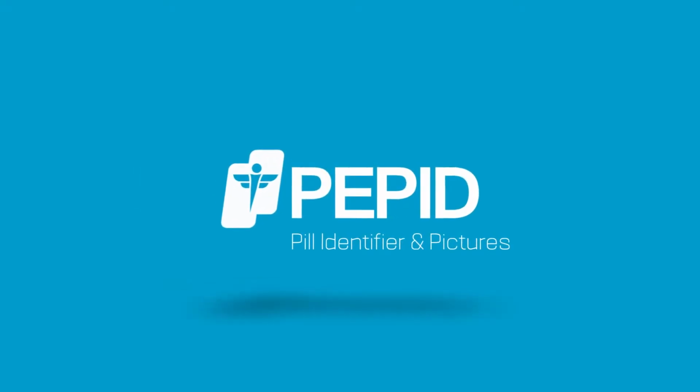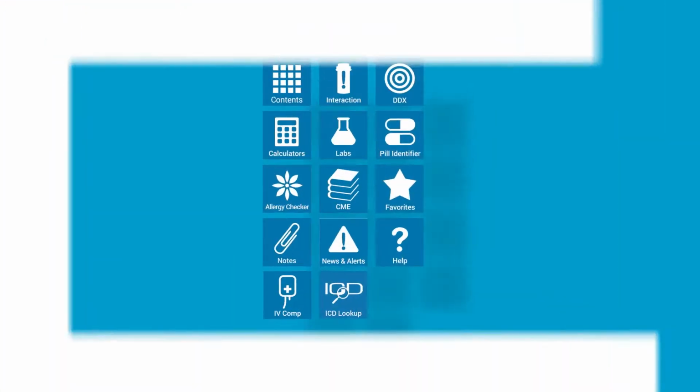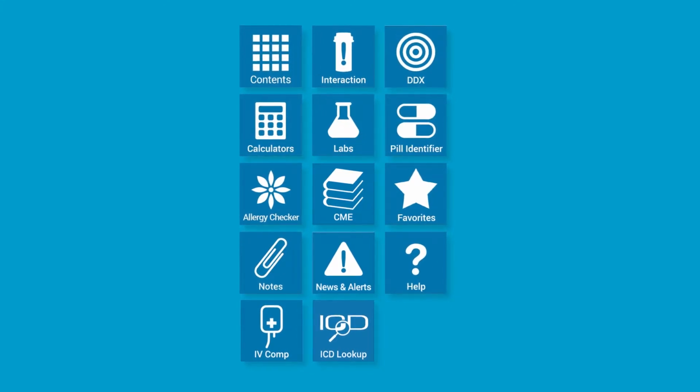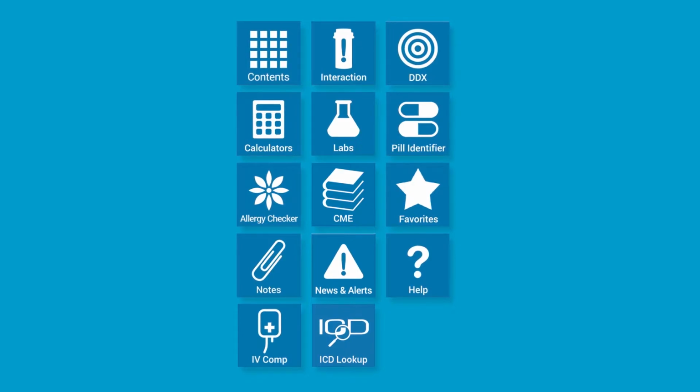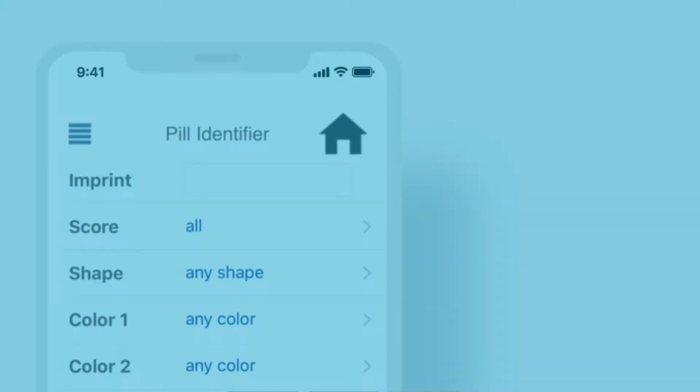Pill Identifier and Pill Pictures. PEPID's Pill Identifier allows you to search the PEPID database to identify pills based on any number of characteristics. Within your suite of choice, select the Pill Identifier icon.